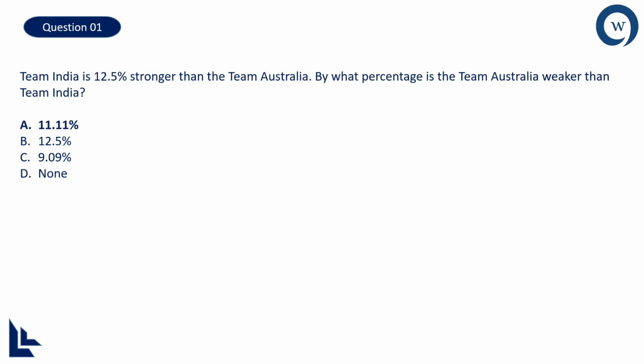Alright, we'll get into the solution part, and people who got the answer as 11.11, you're absolutely right. Many people find this kind of question very easy because it's a straight question. Team India is 12.5% stronger than Team Australia. Then, no doubt, Australia is 12.5% weaker than Team India. Many people end up taking the same percentage value, 12.5%, as the answer, but that's incorrect, and that is the reason why 12.5% is given in the question.